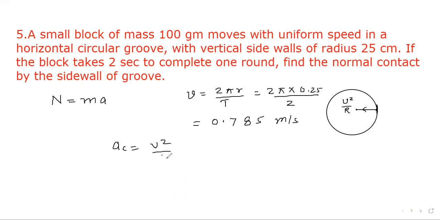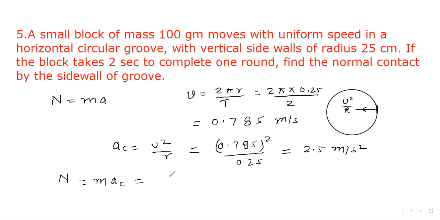Now centripetal acceleration is given by v square upon r. So v square means 0.785 whole square divided by radius 0.25. On simplification, we will get 2.5 meter per second square. So normal contact force would be m times a_c. The mass is 100 gram, so 0.1 kg into a_c, which is 2.5. So this will become 0.25 Newton.